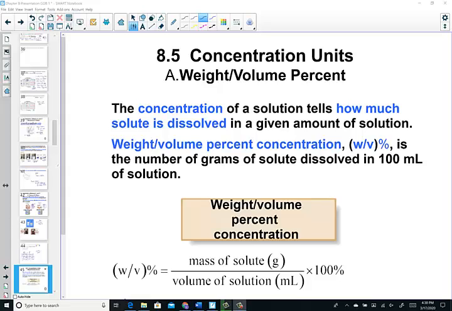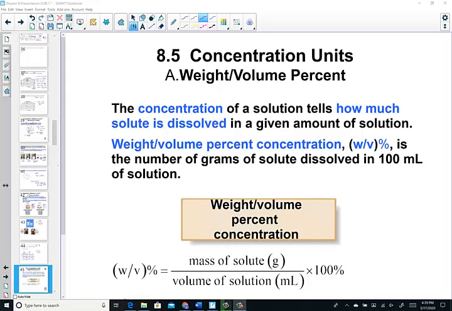Hello everyone, Mrs. Hanson once again, picking up with our Chapter 8 lessons. As described, we're going to be investigating concentration units, looking at percentages such as weight by volume or volume by volume, and turning our attention then to molarity in the next section.